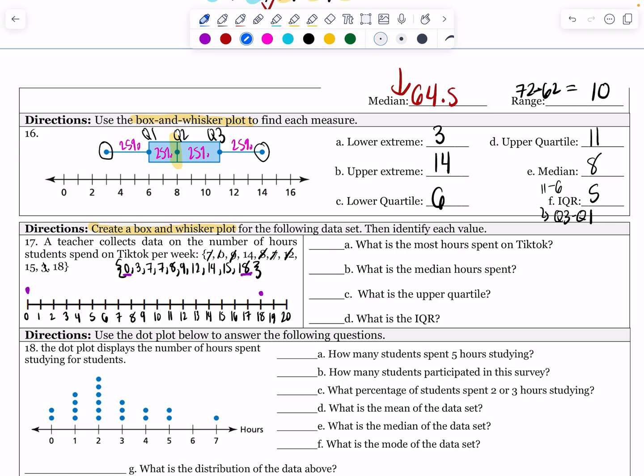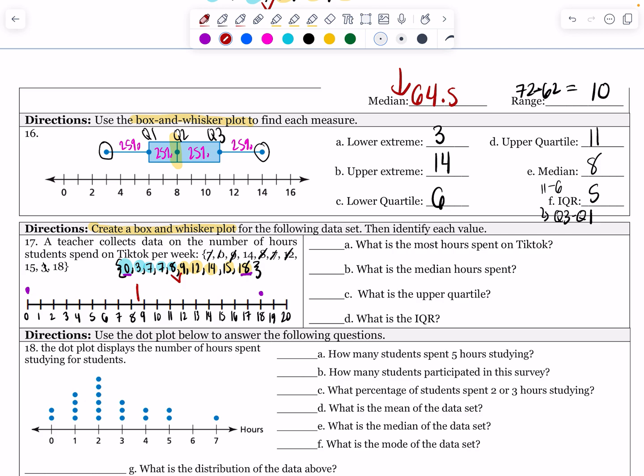And so there are 1, 2, 3, 4, 5, 6, 7, 8, 9, 10 pieces of data, meaning that there are going to be 5 pieces of data on the left, and then 1, 2, 3, 4, 5 pieces of data on the right. So what's going to be the middle of 8 and 9? The middle of 8 and 9 is going to be 8.5. And so I'm going to have to put that between 8 and 9. 8.5 is going to be my Q2.